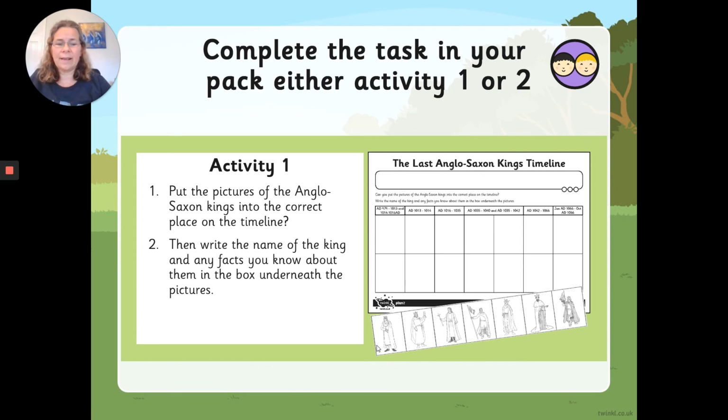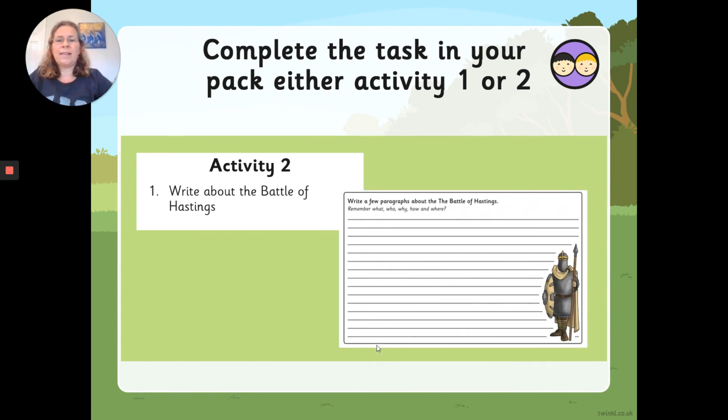If you haven't got that activity, you're going to be doing Activity 2. I want you to write about the Battle of Hastings. Write a few paragraphs. Remember, what was it? Who was there? Why did it happen? How did it happen? And where did it happen? You can use your books, you can use your own research, or you can use some of the information you learned here.